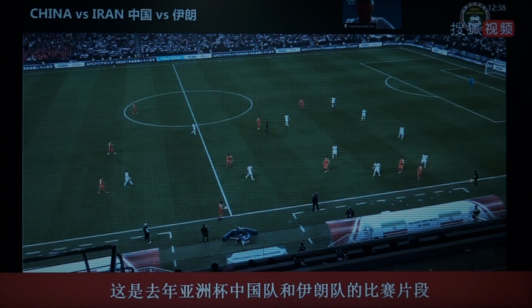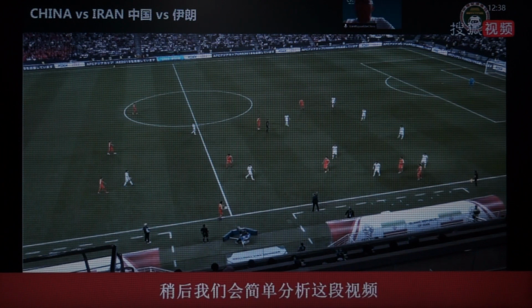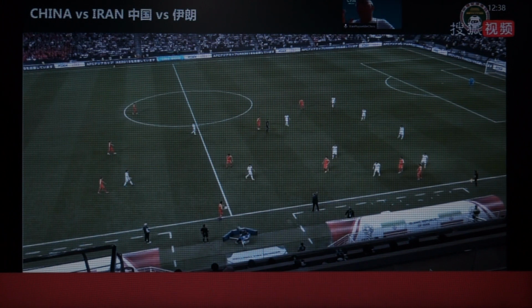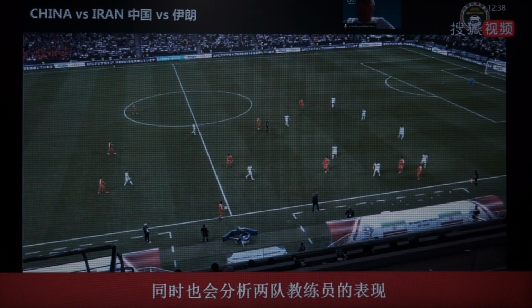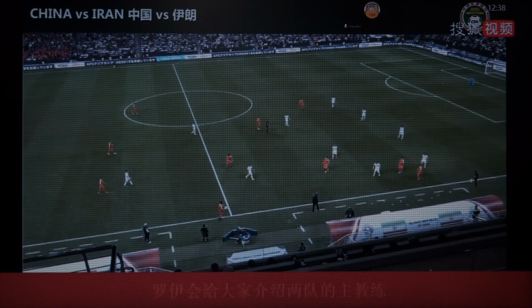We have a video clip from the game China versus Iran in the Asian Cup 1 year ago. In this clip you see it's a wide angle camera, and with this clip we're going to do some analysis. Analysis about the 1 against 1, analysis about the behavior of the coaches. These are 2 top coaches with a fantastic CV. Roy, you can explain a little bit the profile of the coaches.